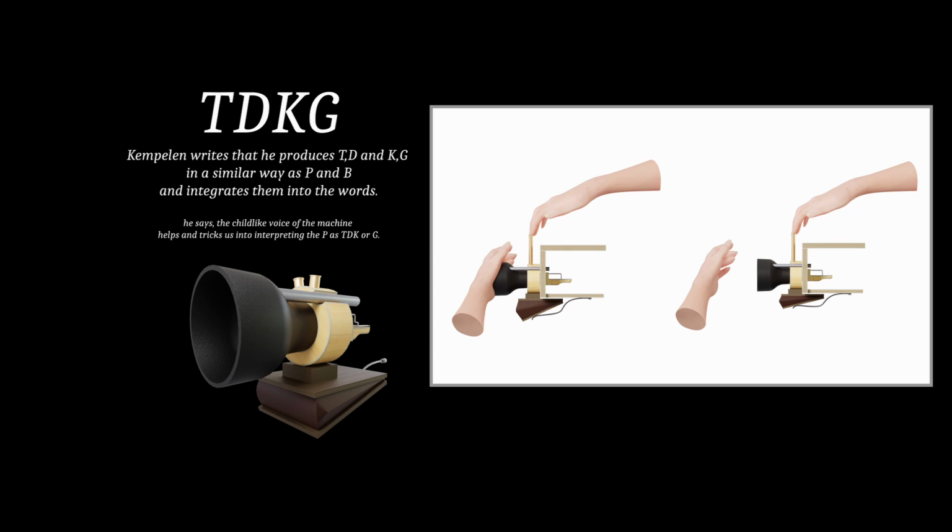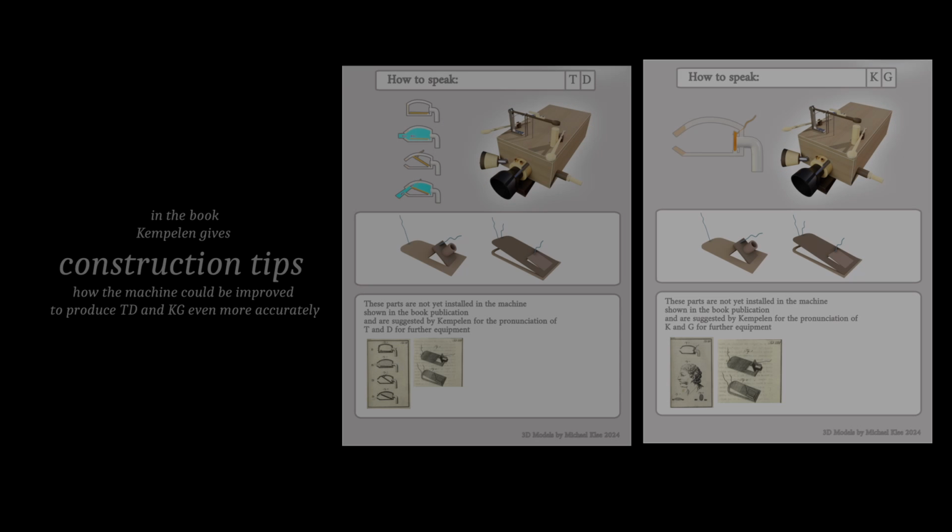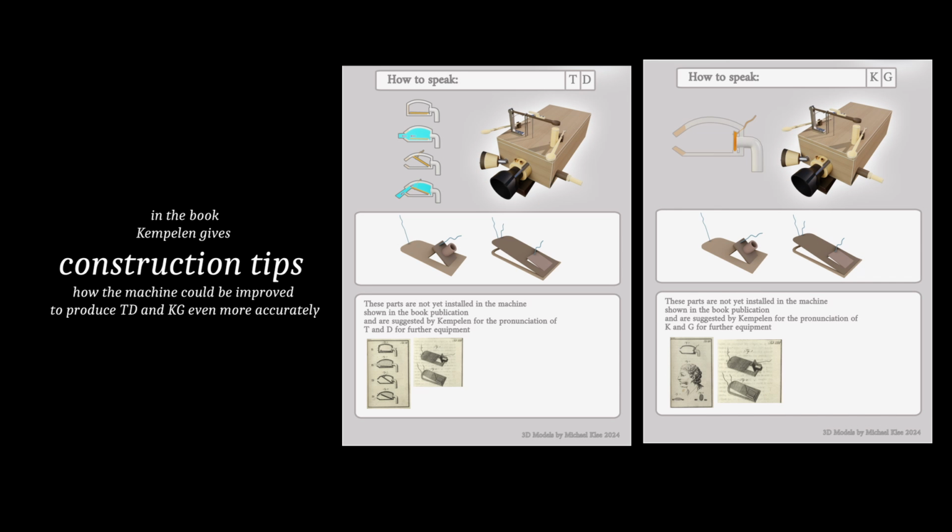T, D, K, G: Kempelen writes that he produces T, D, and K, G in a similar way as P and B, and integrates them into the words. He says the childlike voice of the machine helps and tricks us into interpreting the P as T, D, K, or G. In the book, Kempelen gives construction tips on how the machine could be improved to produce T, D, and K, G even more accurately.